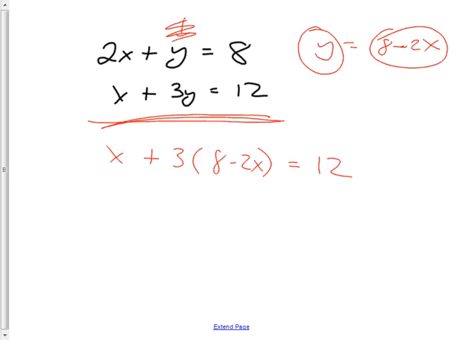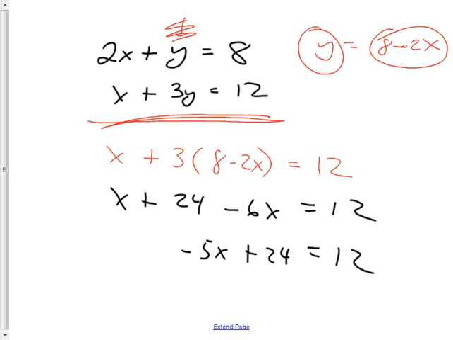All right, this one I'm multiplying out. x plus 3 times 8, 24, 3 times the negative 2x, negative 6x equals 12. Now I'm putting together the negative 6x and that positive x. That makes negative 5x plus 24 equals 12. And then I'm going to subtract 24 from both sides.